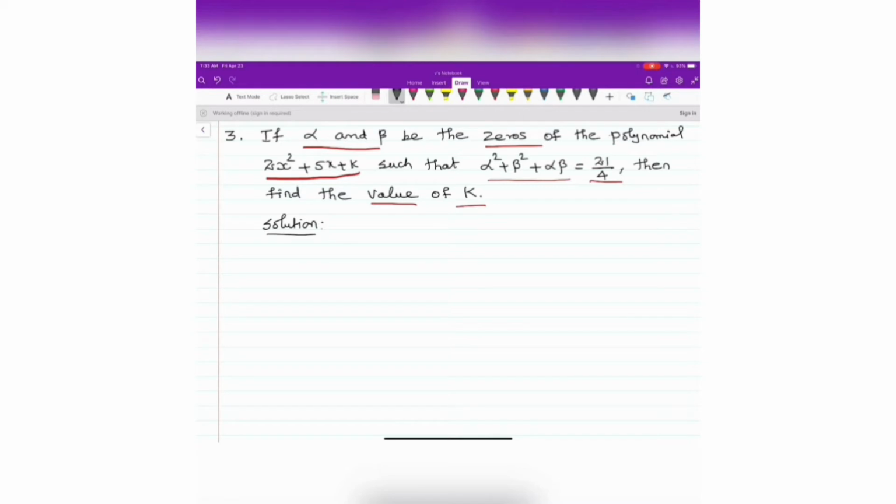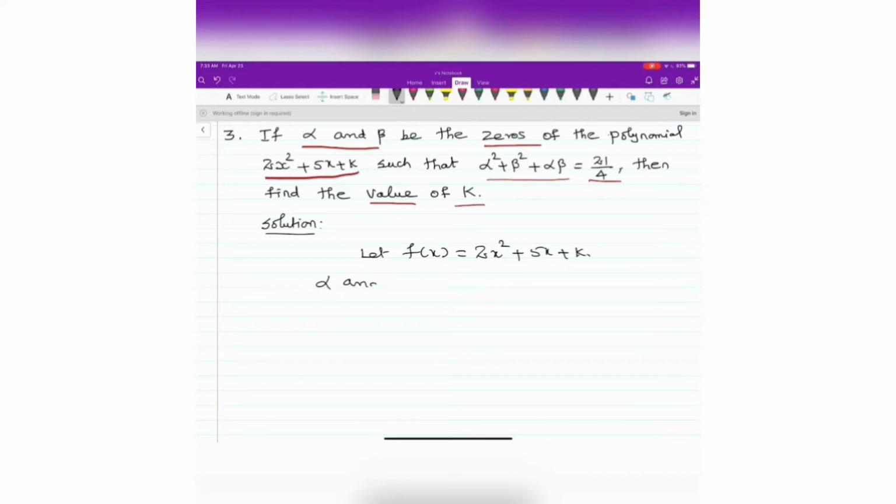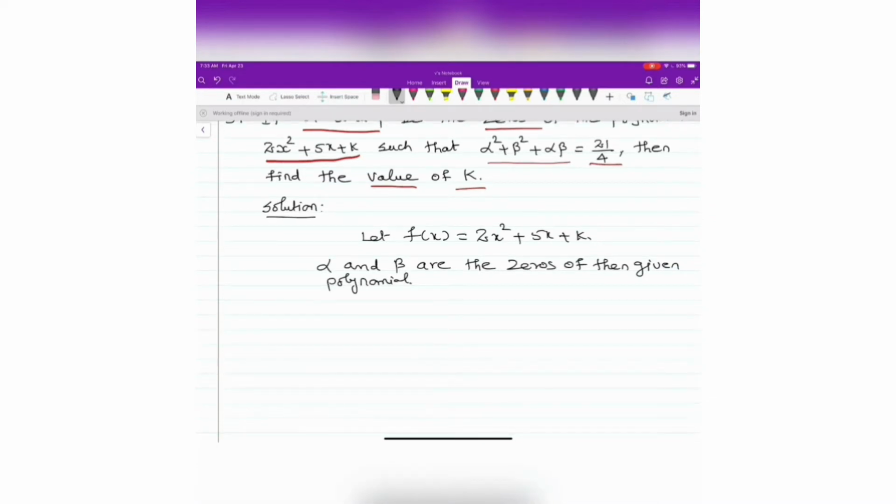The given polynomial is in x, so let f of x is equal to 2x square plus 5x plus k. What else is given? Alpha and beta are the zeros of the given polynomial. Now, this implies what will happen to the sum of zeros?